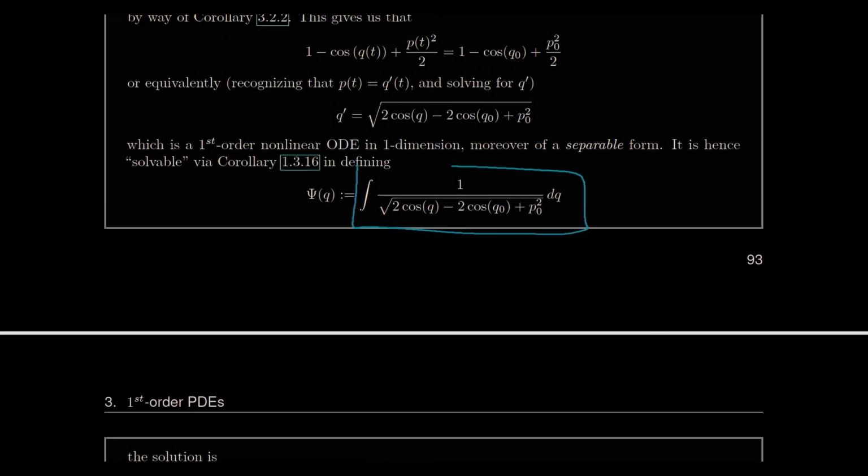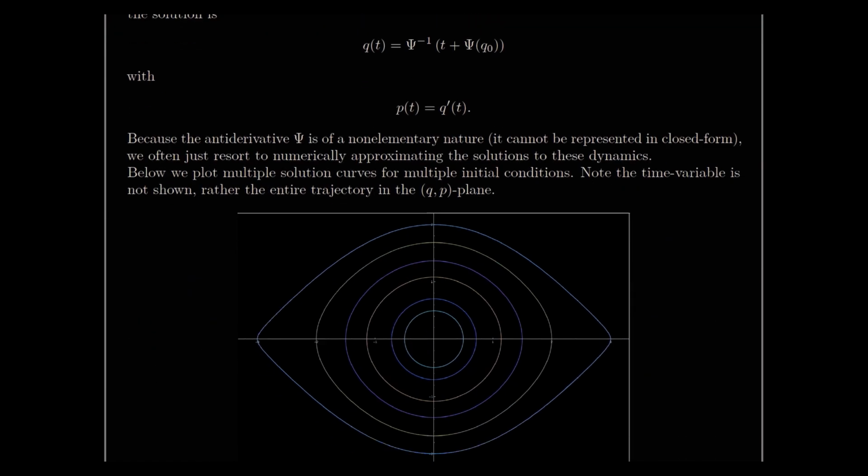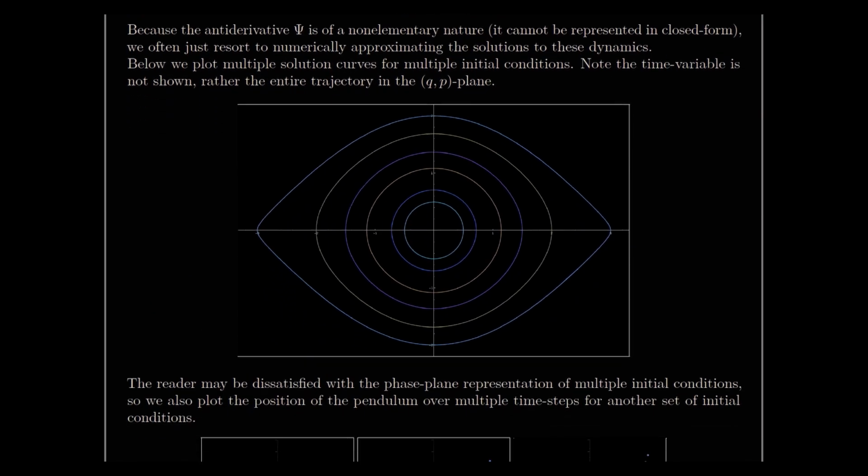Unfortunately, this is a non-elementary antiderivative. And so we don't really have a closed form solution to the pendulum problem, but we can numerically approximate this antiderivative, and it's not too hard to numerically approximate the antiderivative. We get the following evil eye looking phase plane analysis.